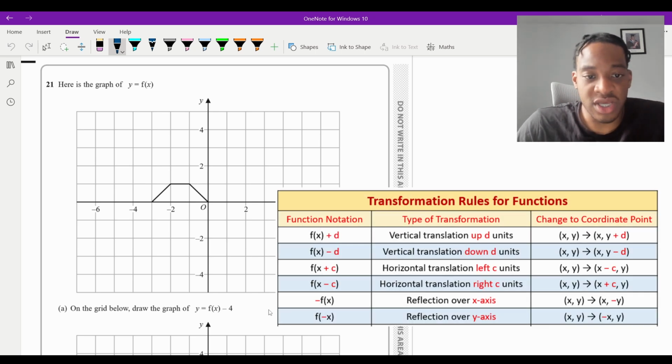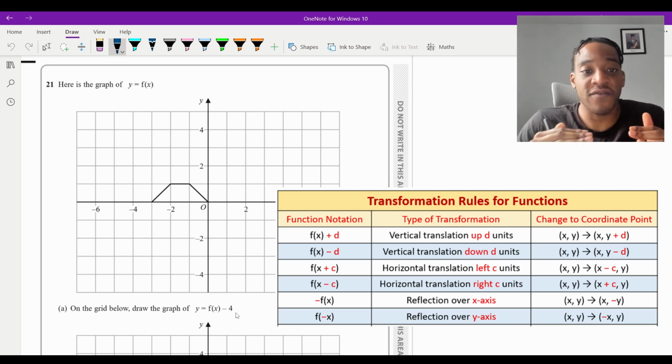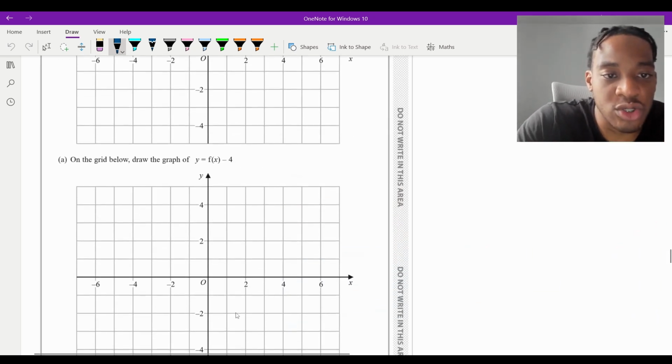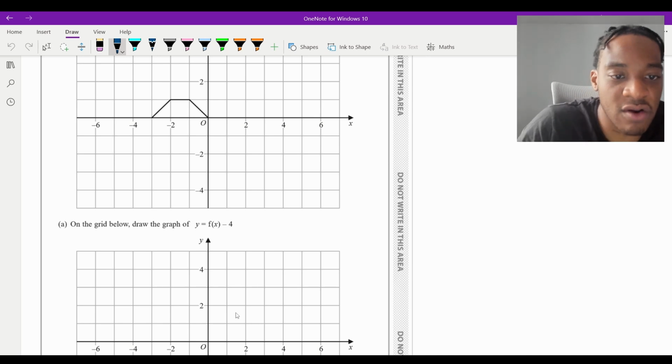So doing this one, we can see that we've got y equals f of x take 4. Now, what graph transformation does this represent? It's on the outside of the function, so it's going to be a vertical translation. So it's either going to move up or down. Because it's a minus 4, it just means that you're going to shift the graph 4 units down. So what I'm going to do as well, let me just zoom out so we can see both of the graphs here.